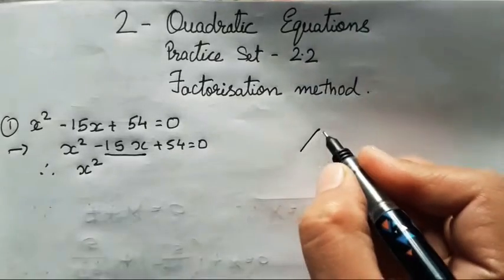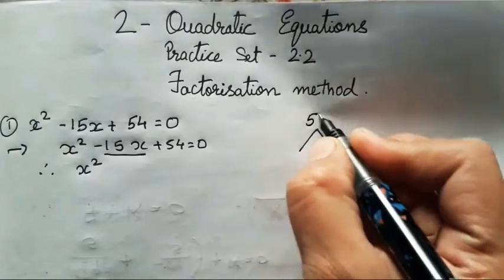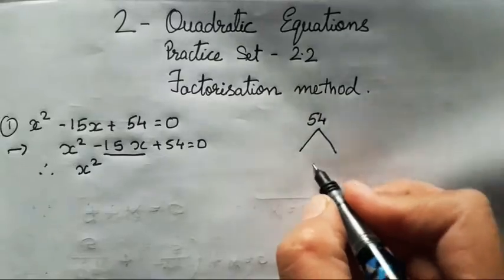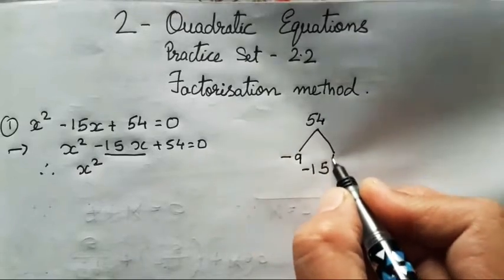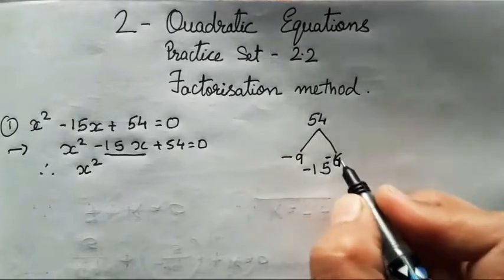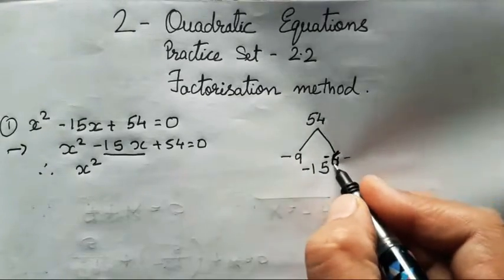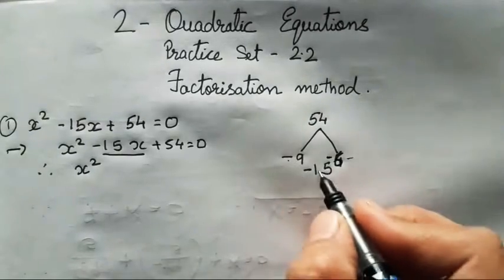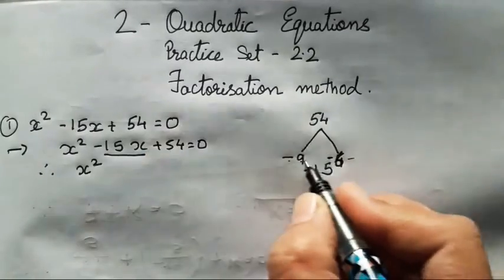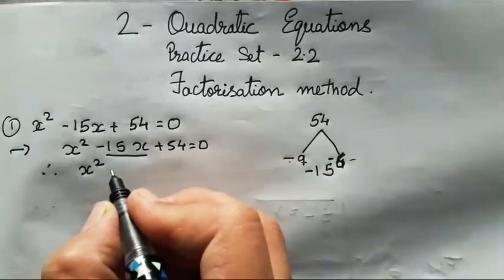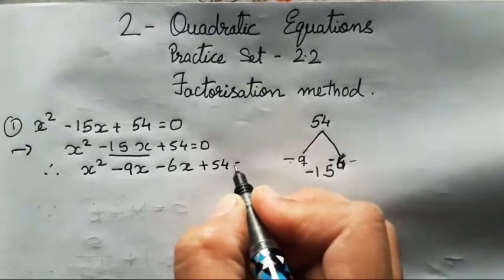You have to find the factors such that after multiplication you get 54 and after addition or subtraction you get 15, that is minus 15. So 9 and 6 are 54. Both the signs should be minus. So minus and minus will give you plus, and the sign of the bigger number, and when you multiply these two numbers you are going to get 54. So these two terms you have to use instead of 15x. So minus 9x minus 6x plus 54 is equal to 0.